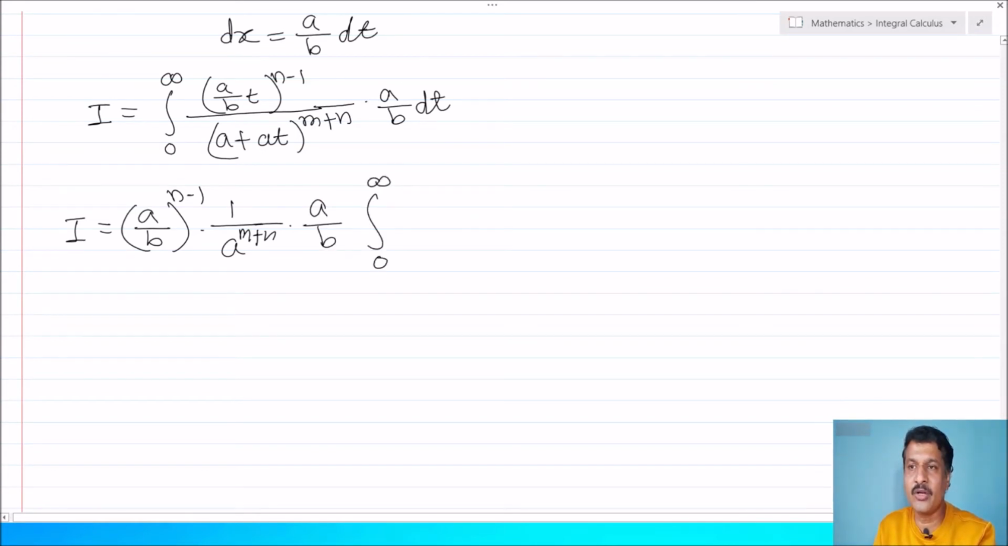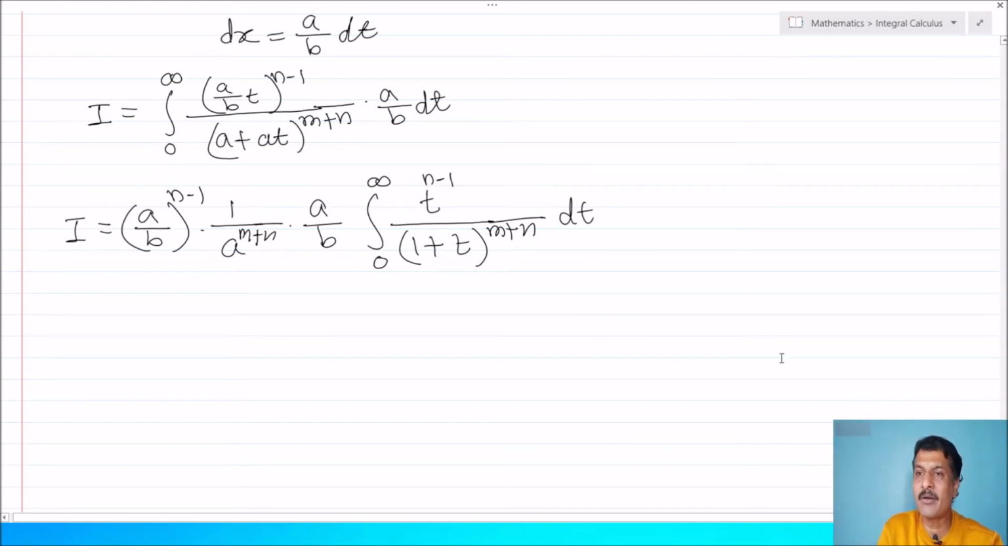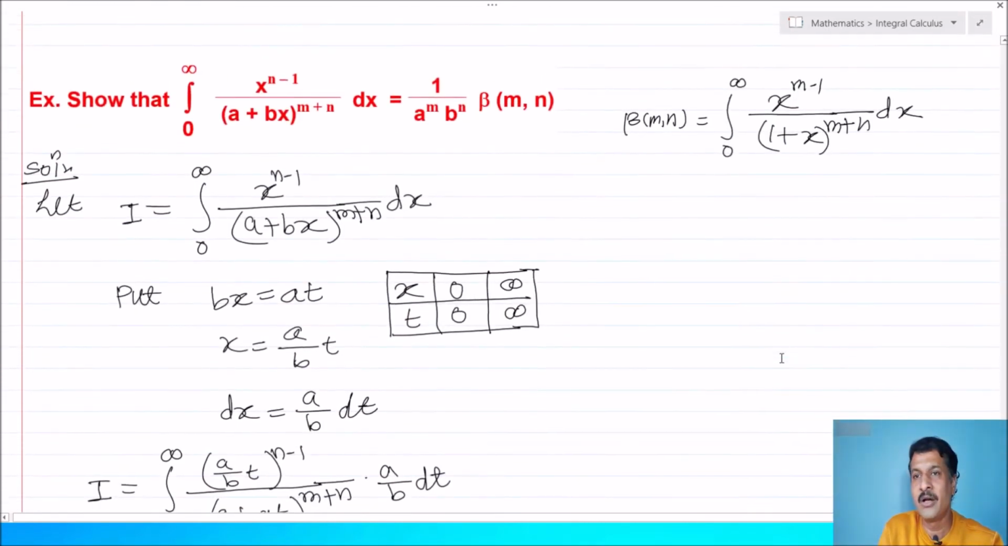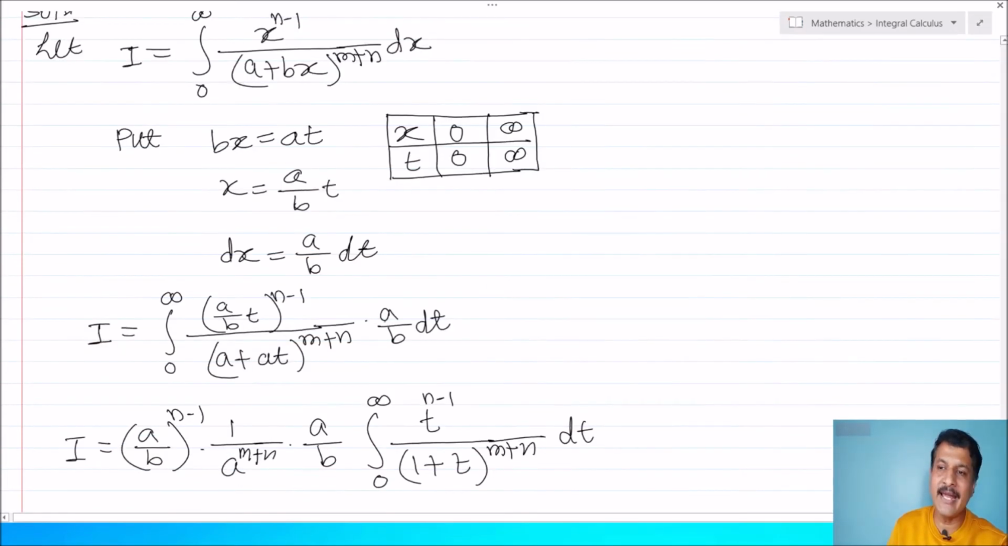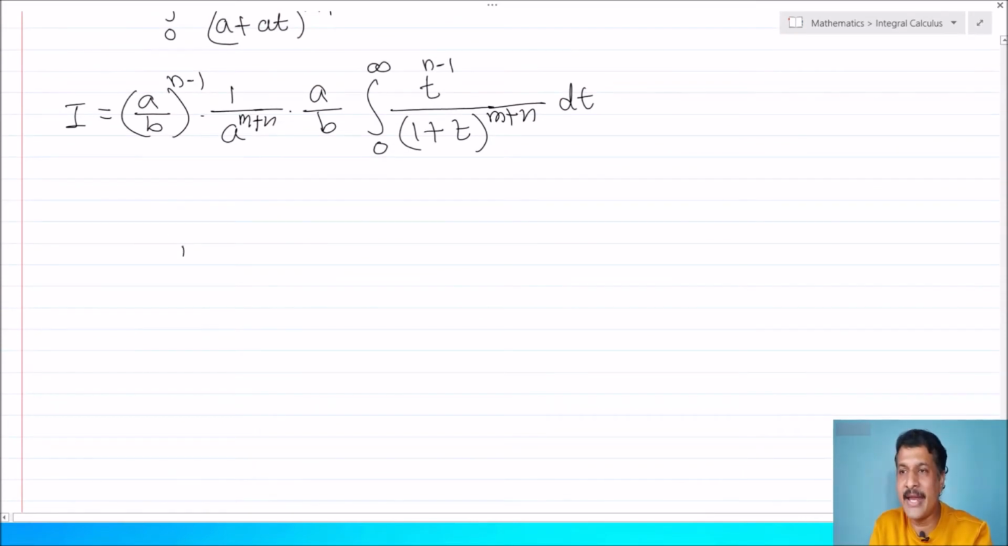Integration 0 to infinity, t raised to n minus 1 upon (1 plus t) raised to m plus n into dt. What do we want to prove? We have to prove this is 1 upon a raised to m and b raised to n. So that is why I want a in the denominator. So what is the power of a here?